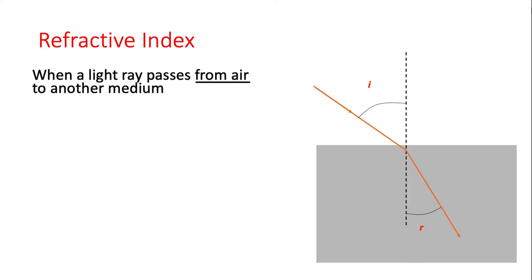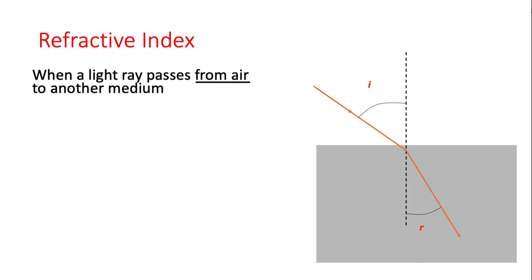Well, we can see that we are bending towards the normal, and that means that we've slowed down, and that means that our speed has decreased. And usually we would assume that if we're going from air, that's the fastest speed that we can have. Speed of light is fastest in air or in a vacuum.